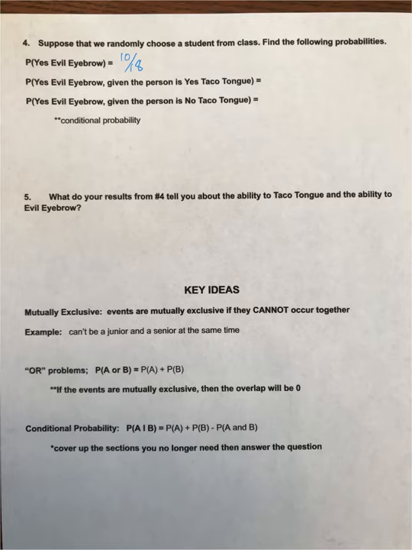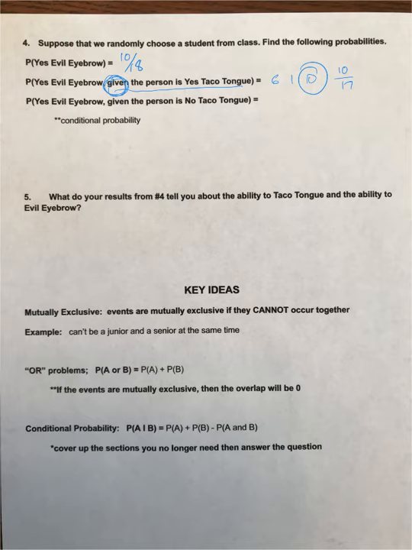So if you would go down to the next one, yes, there's an evil eyebrow, given the person is a yes for taco tongue. What that is saying is, in the yes row for the taco tongue, that's what the given part means. There are 6, 1, and 10 in the row for being able to do a taco tongue. So what's the probability of an evil eyebrow out of the row of all the people who can do the taco tongue? Well, that was the number 10. So out of those 17, you have 10 out of 17. So the given part is telling you what group, what category, or what row or column you need to be looking at.